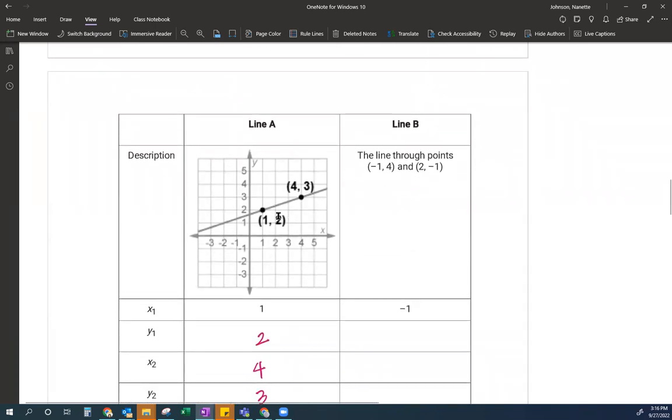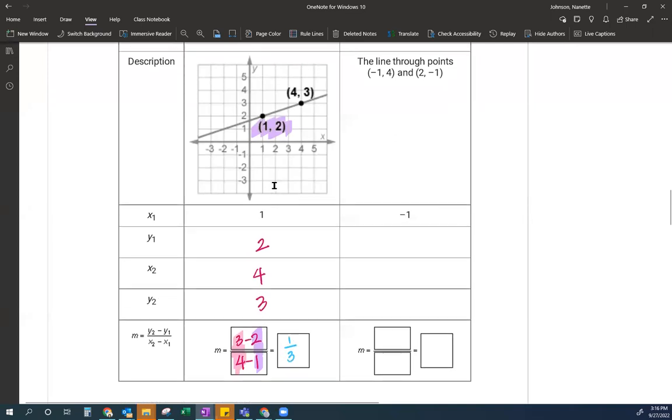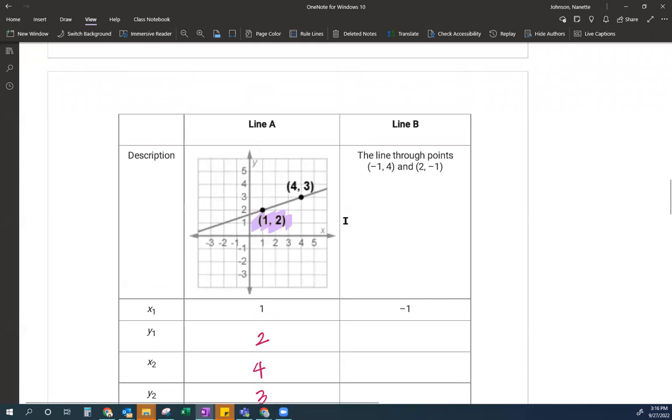So do the same thing here. The only difference here is they didn't give you a picture. And I will actually show you for a second. This 1/3 shows up right here in this picture. So because m equals 1/3, that means 1 up and 3 to the right.